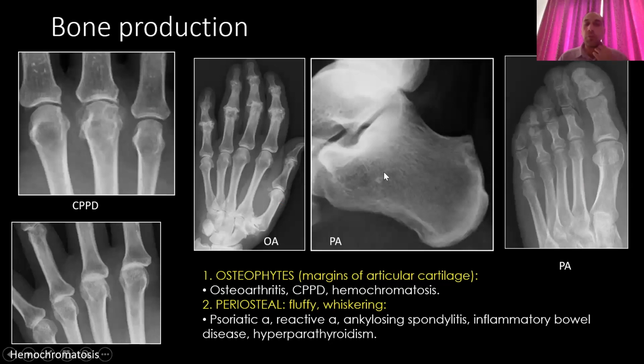So the bone production could be osteophytes, which are marginal osteophytes, in rheumatoid arthritis, CPPD and hemochromatosis, or periostitis or periosteal fluffy reaction or whiskering in psoriatic arthritis and reactive arthropathy, ankylosing spondylitis, and also in some diseases such as inflammatory bowel disease or hyperparathyroidism. Okay?